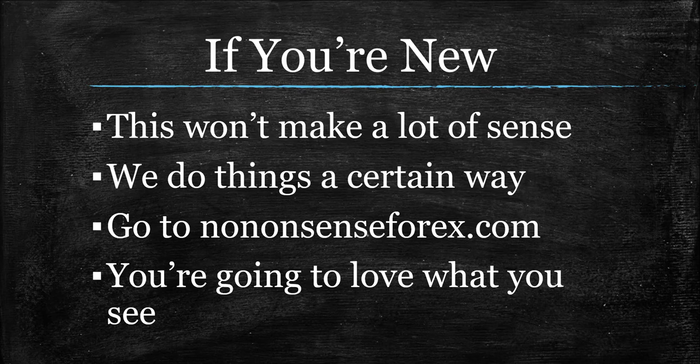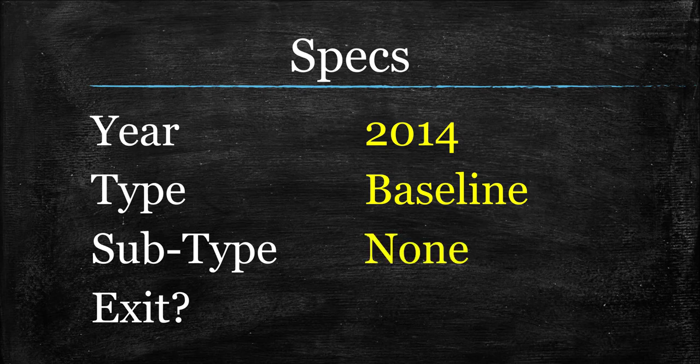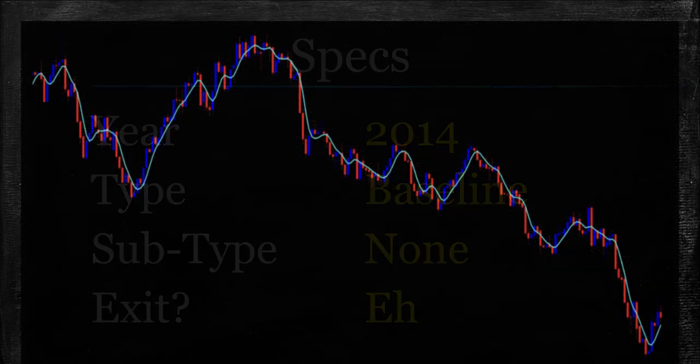For the rest of us, let's get into the specs. The year here is 2014, well within the 1996 and on threshold we like to see. Modern enough, for sure. This is going to be a baseline. Haven't done a baseline in a while. It's about time we did. Subtype, it's just a baseline. Very plain, and as an exit indicator, there are probably better options out there. So let's take a look at it. There's not really much to look at.